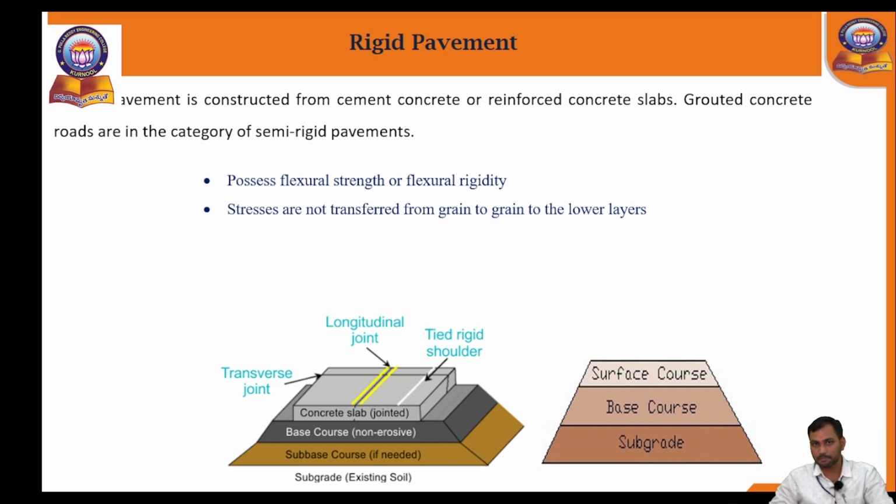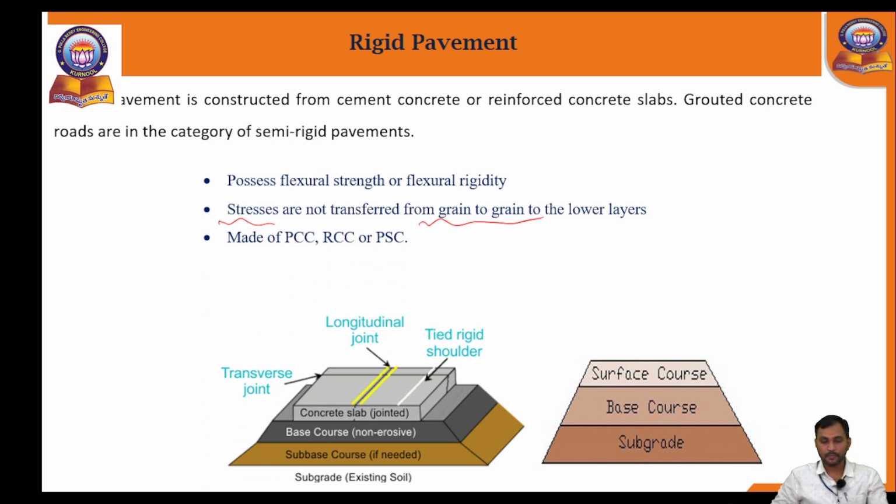When coming to the rigid pavement, if we have constructed concrete roads and vehicles are traveling on the concrete road, the load will be applied on the concrete road with less deformation, but it won't be transferred to the entire subgrade layer. That is the main point. Stresses are not transferred from grain to grain. Grain to grain means one soil to another soil, or one aggregate to another aggregate, or from one layer to another layer. In the next slide, we can observe that one to the lower layers.